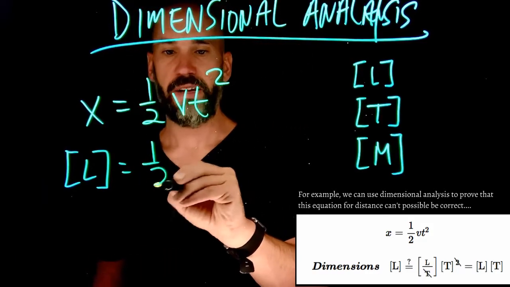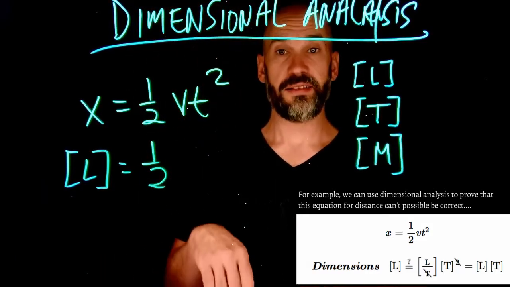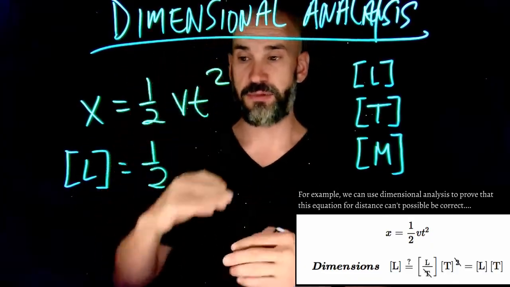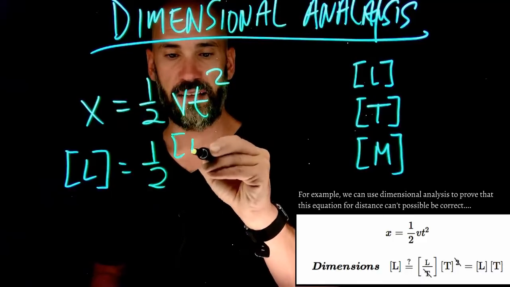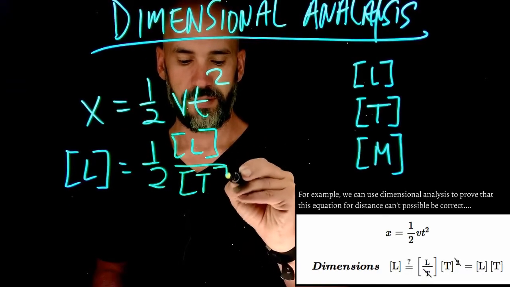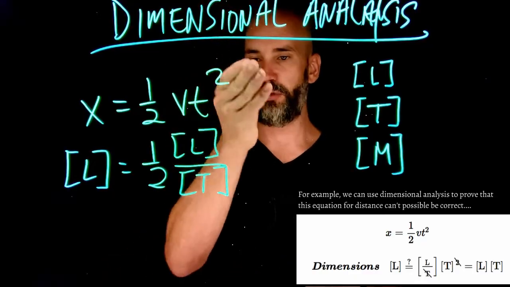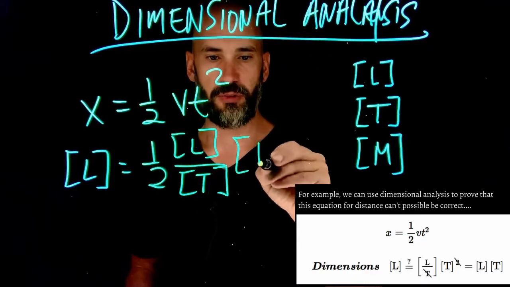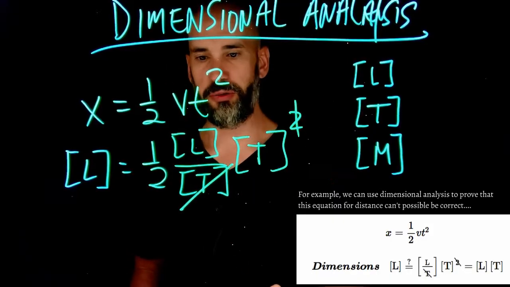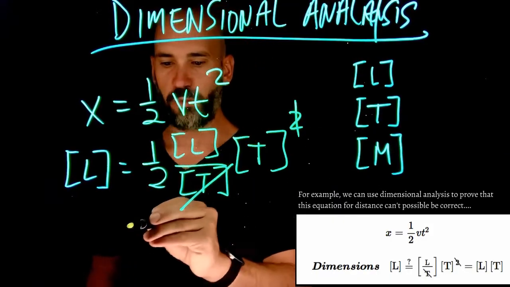And then I have 1/2. Velocity is a length over time. Okay, it's speed. Speed is distance divided by time. So that's length divided by time, so that's L divided by T, right? And then we have t squared over here, which is a time squared. One of these times is going to cancel out with one of those times, right? And so I'm left with the units.